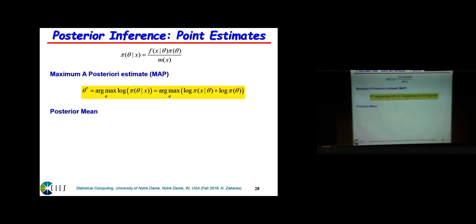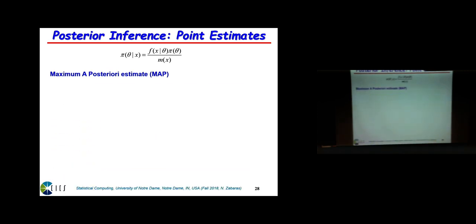So let's say you compute the posterior, and you don't really care about the whole distribution, but you want something like a point estimate, the way that we had a point estimate with maximum likelihood. Is there any such point estimate in a Bayesian setting? And the answer is yes. That estimate is called the maximum a posteriori estimate. So it's the theta that does what?